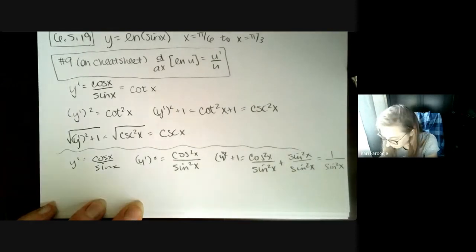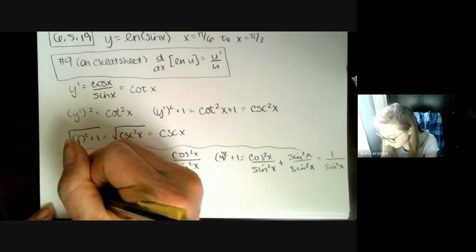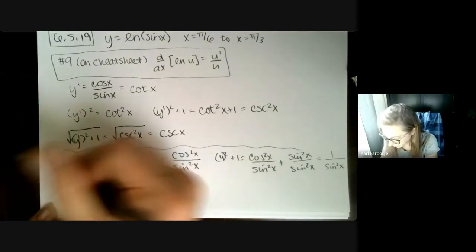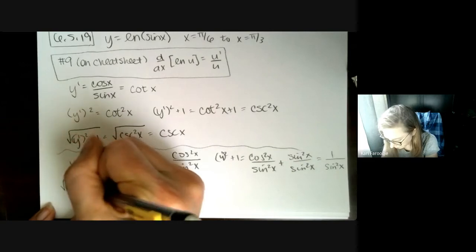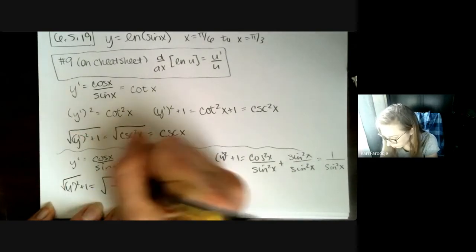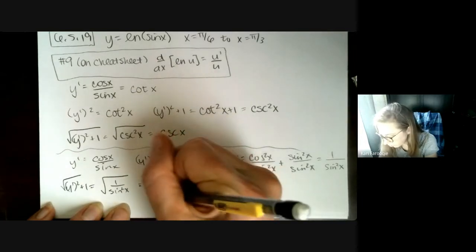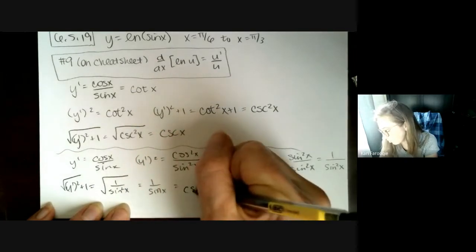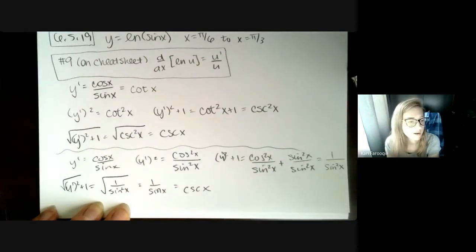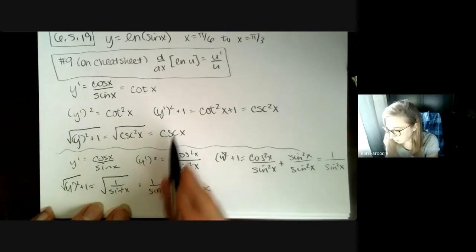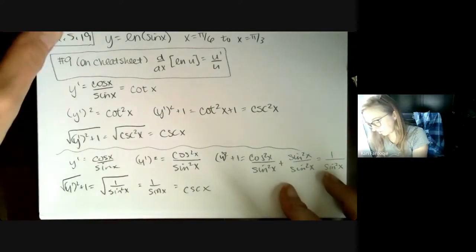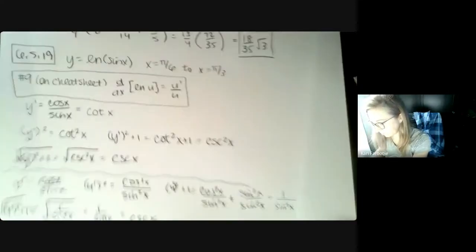Then when you take the square root, you're taking the square root of 1 over sine squared x, which is 1 over sine x, which is the cosecant of x. You're going to get there one way or another, so it really doesn't matter how you get there. I say all that to say that this is going to be what's inside your integral.